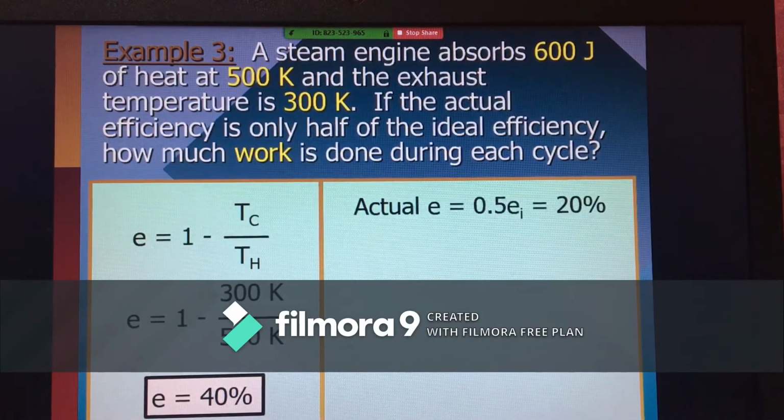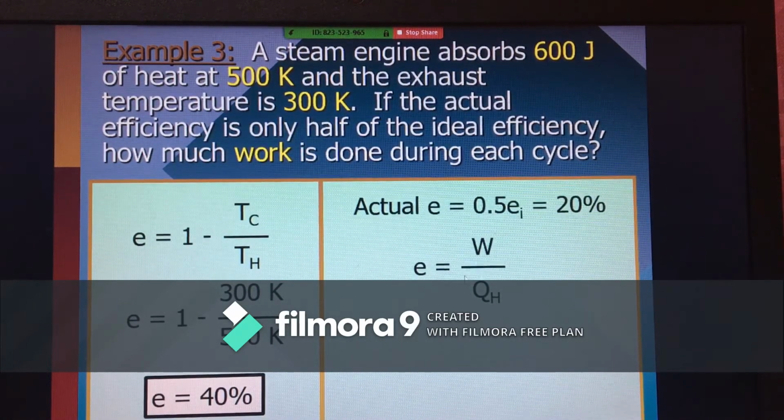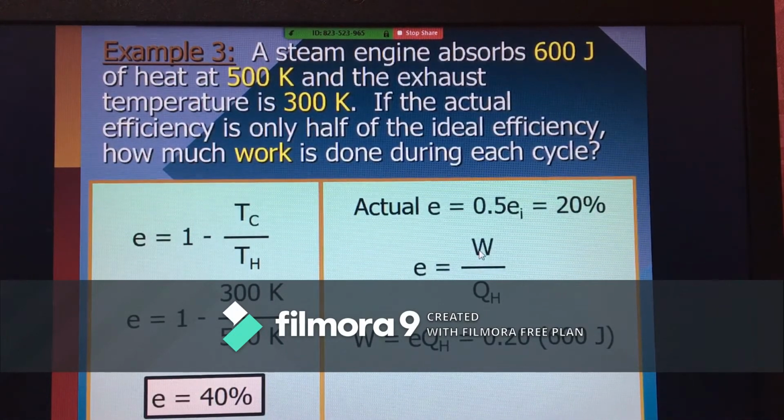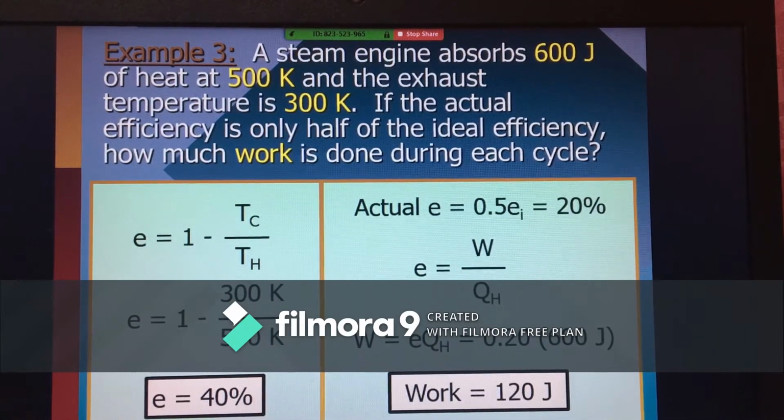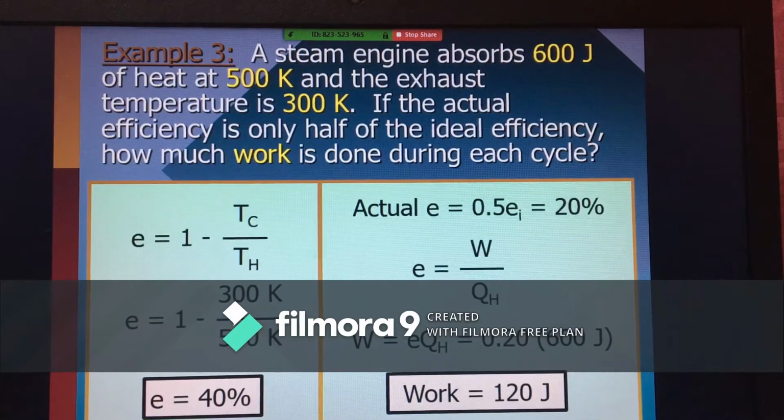So the actual efficiency is only 0.5. So 0.5 times EI equal to 20%. Okay? Then about work. So work, how much work is done during cycle? So using this formula, so cross multiply and substitute the value, we get work equal to 120 joules. Any question, class?